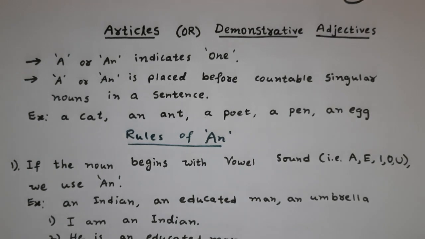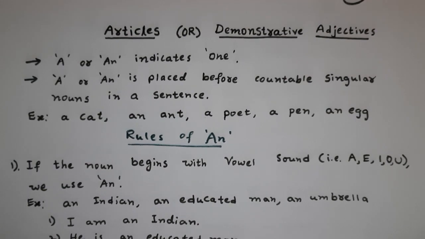Hello everyone. Today we are going to learn about articles. A, an, and the are called articles. A and an are called indefinite articles. The is called the definite article. Actually, these are called demonstrative adjectives. They demonstrate quality, quantity, size, shape, color and number, etc.